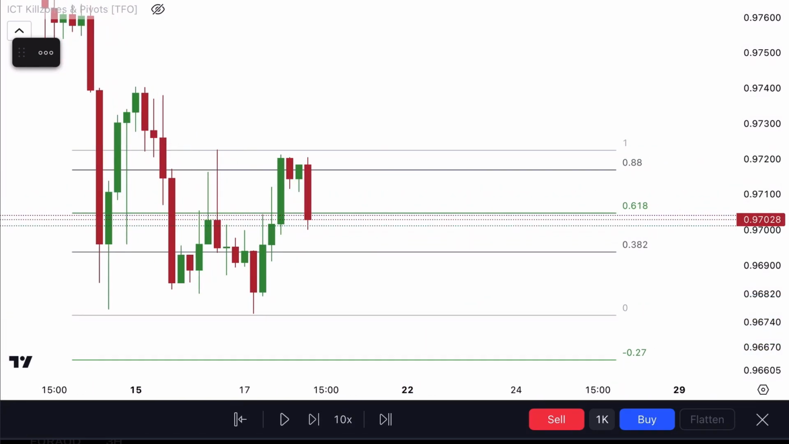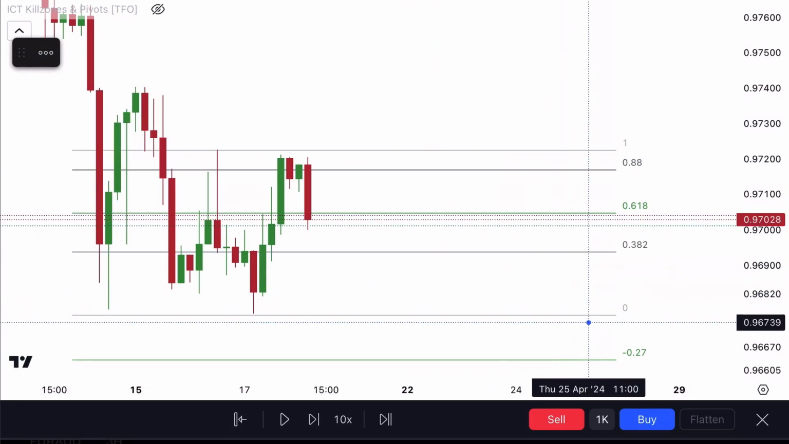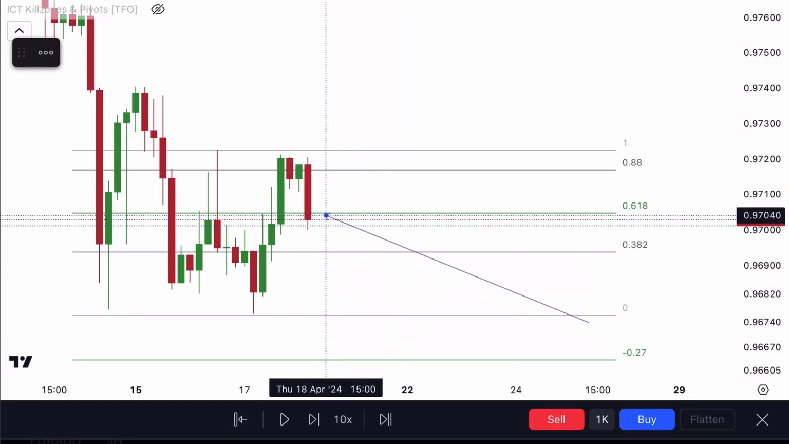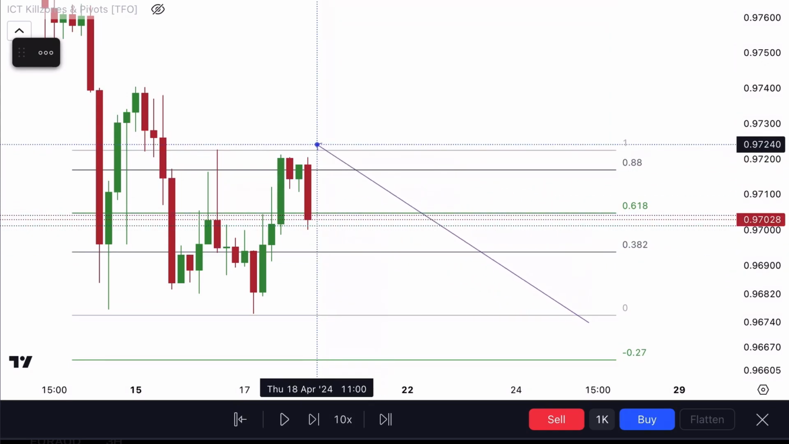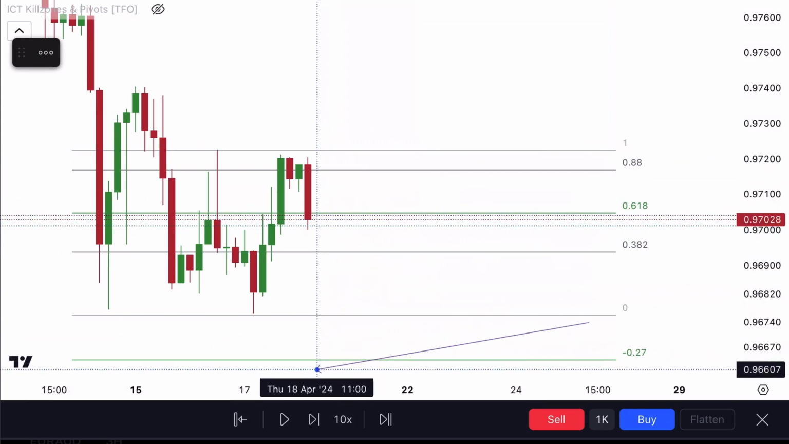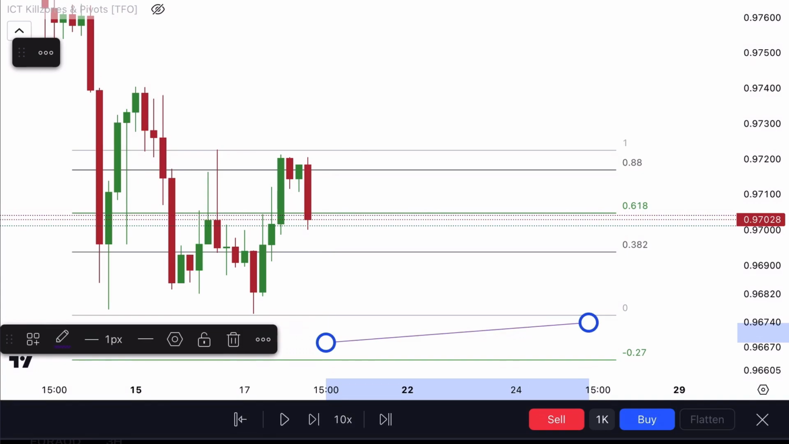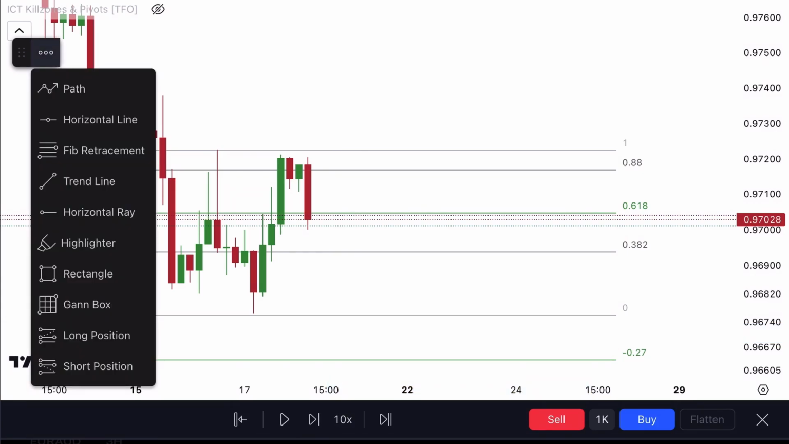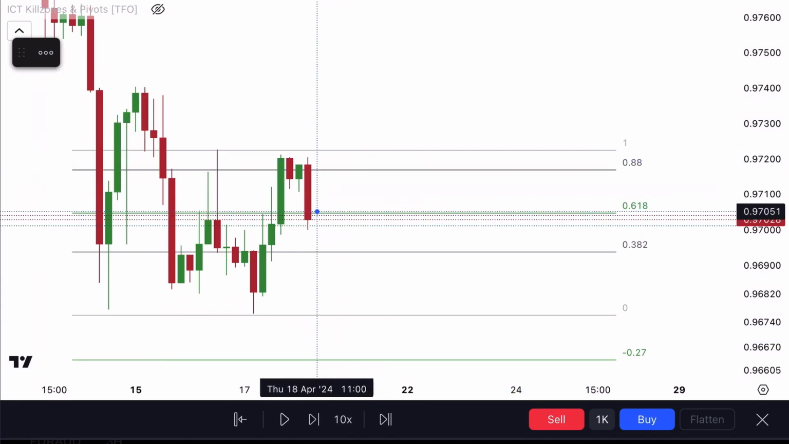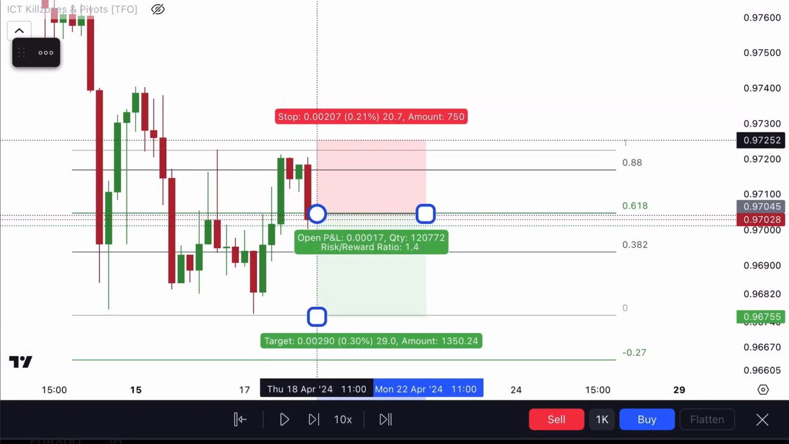As you see, price had broken the 61 level. Boom. So we place our bearish tool right there, or bearish entry. The stop loss will be above the 100 level, and the TP will be the negative 27. So let's place our entry. Short position right there and above.